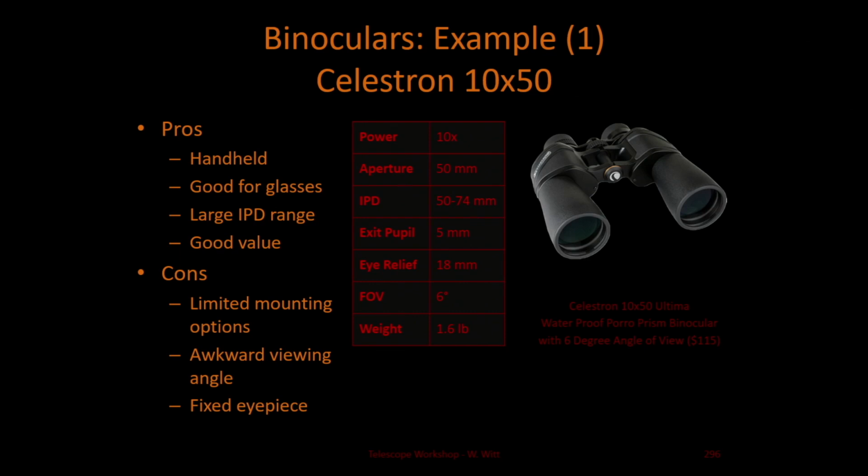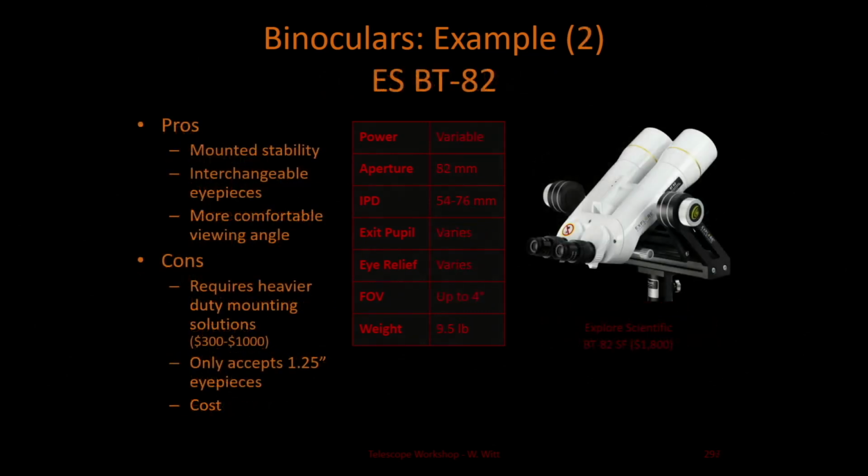But the cons, you're basically holding this. Maybe you could mount it on a tripod, but then you're doing something weird. Maybe you could get a parallelogram mount, but again, you've got to build that. It can be awkward if you're just using it handheld, and also you're stuck with whatever eyepieces came with the thing. So, okay, you can buy these commercially available binoculars, which look a little more hefty.